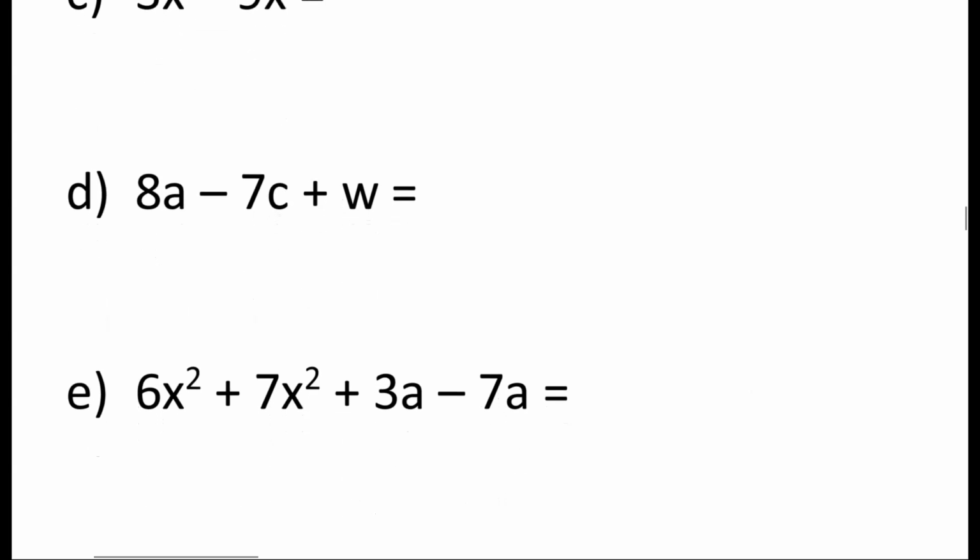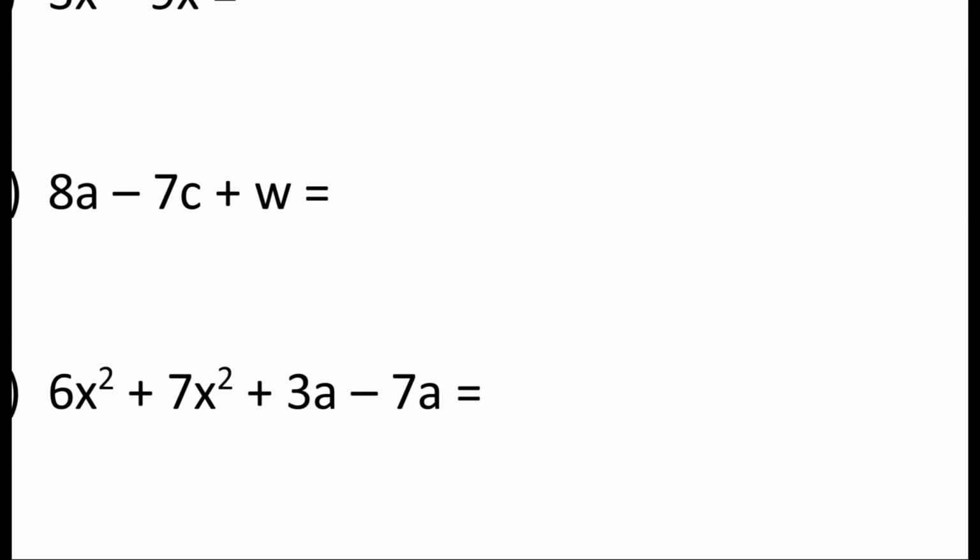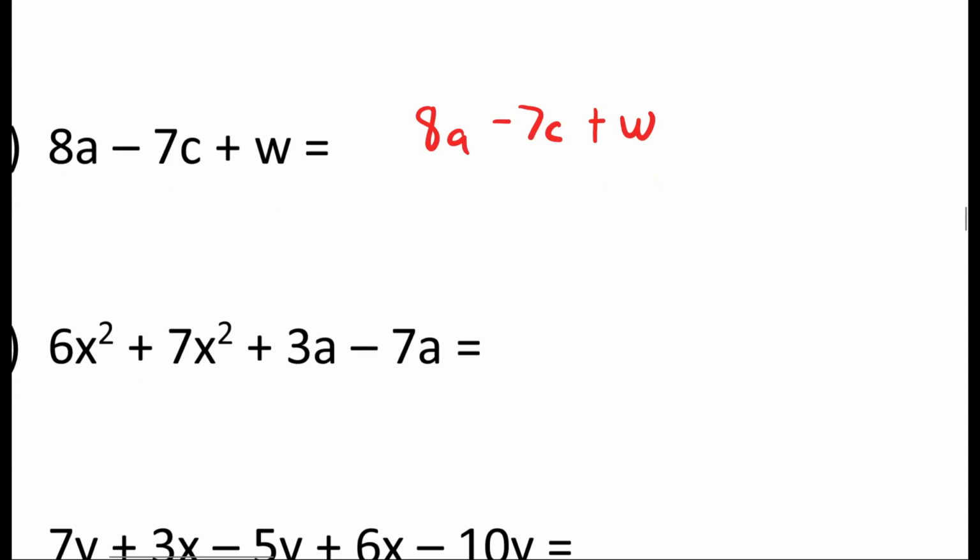For D, we have 8a subtract 7c plus w. First thing you should be looking at is, are the variables the same? No. Are the exponents the same? Well, the exponents are the same, but it doesn't help us because none of the variables are the same. So we have 8a subtract 7c plus w. That's as simplified as we can get on this equation.